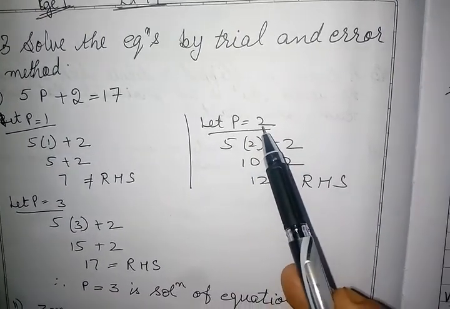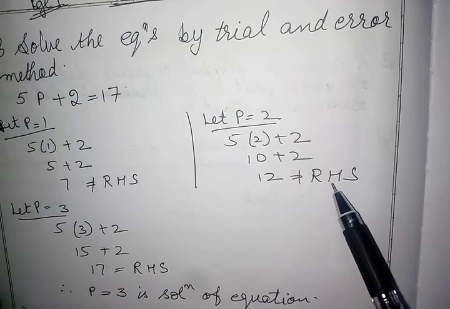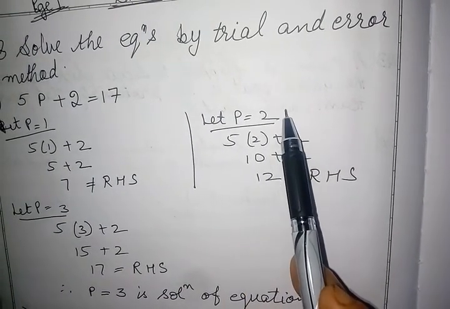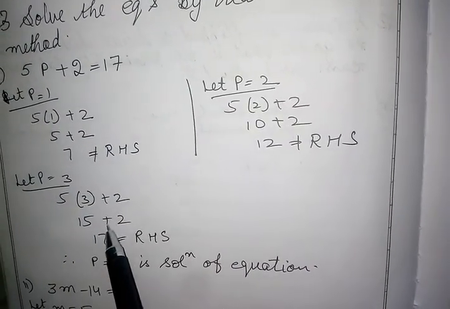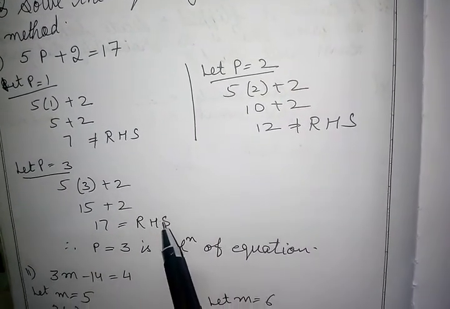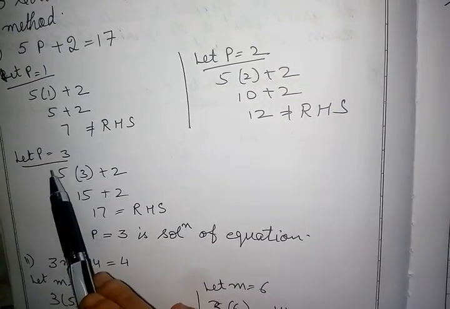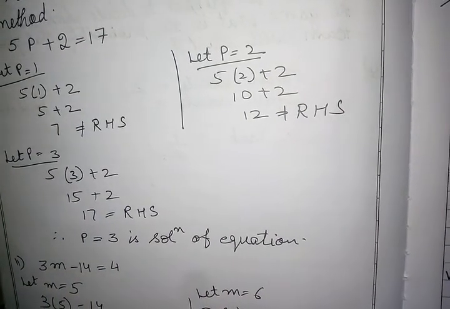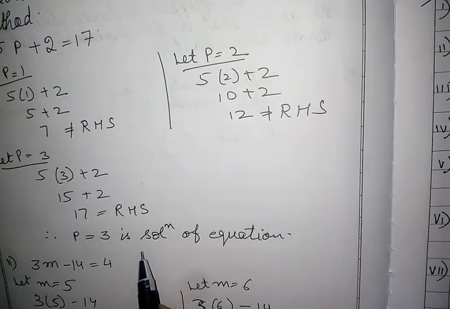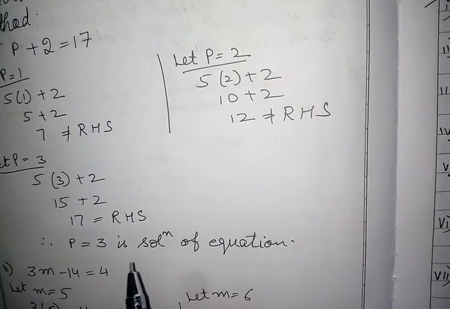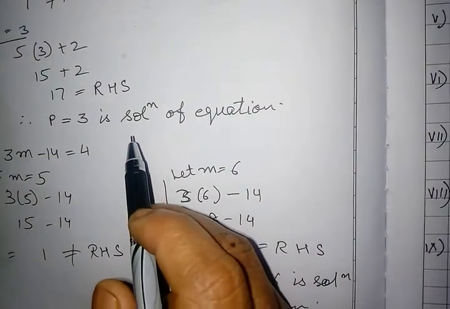When I supposed p equal to 2, I got 10 plus 2, 12. That is also not equal to the right hand side. So p is not equal to 2. When we supposed p equal to 3, 5 3s are 15 and 2, 17. Yes, this is equal to the right hand side. So our value of p is 3. Is it clear? So in this way, by trial and error, we also call it the hit and trial method, we can find the solution, we can find the values of different variables.